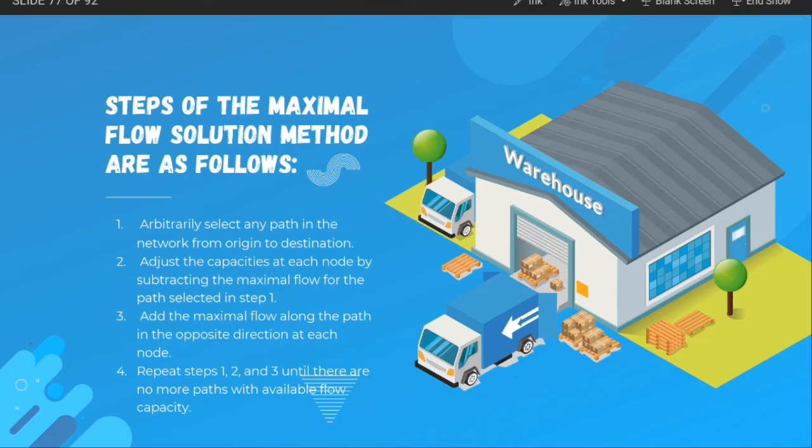The steps of the maximal flow solution method are as follows. I'm just going to read it briefly, but you will appreciate its application in the following sample problem. Step 1, arbitrarily select any path in the network from origin to destination. 2, adjust the capacities at each node by subtracting the maximal flow for the path selected in step 1. 3, add the maximal flow along the path in the opposite direction at each node. And 4, repeat steps 1, 2, 3 until there are no more paths with available flow capacity.